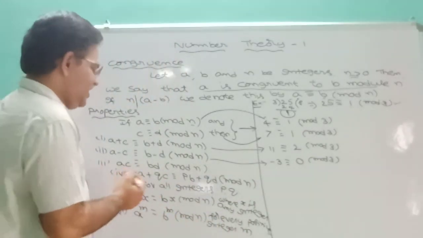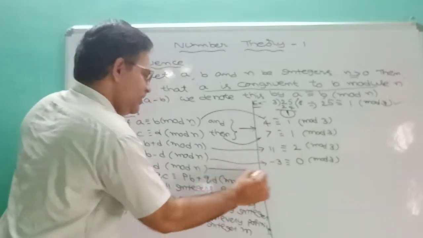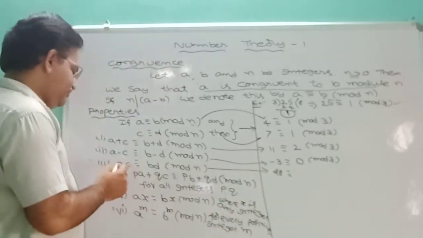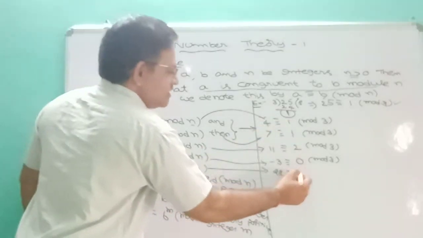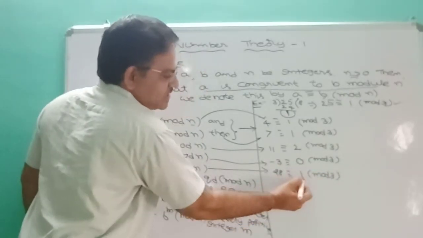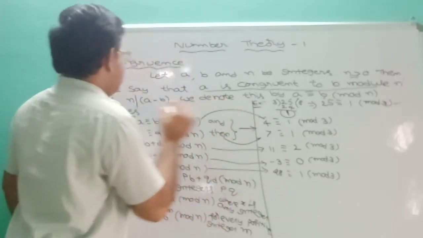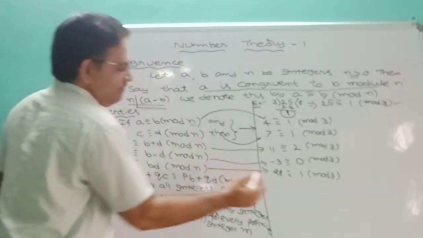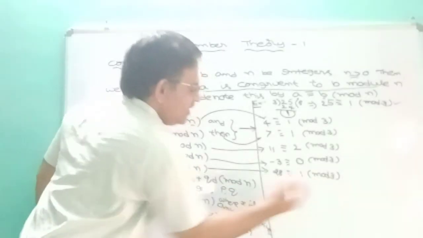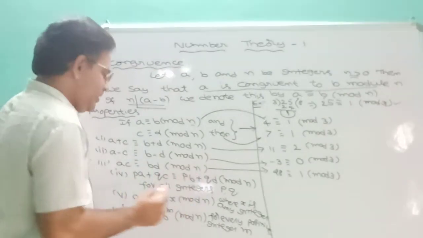Now the third one: ac is congruent to bd. Third property: 7 times 4 is 28, which is congruent to bd, 1 times 1, 1, mod 3. Here you observe 28 minus 1 is 27, because n divides a minus b, and 27 is divisible by 3. This is ac congruent to bd mod n at the same time.